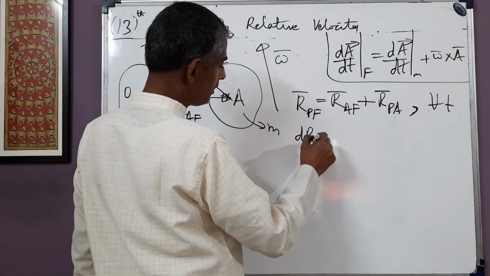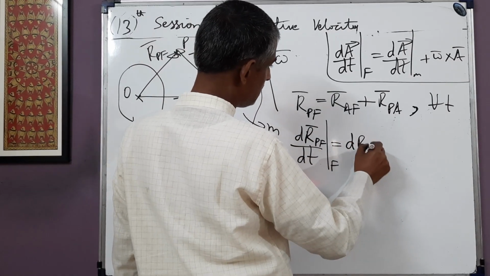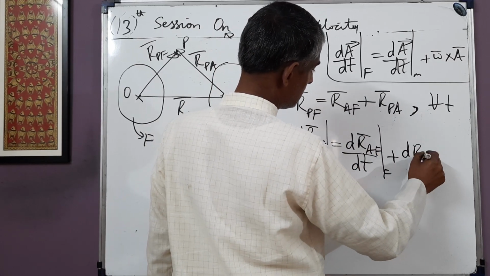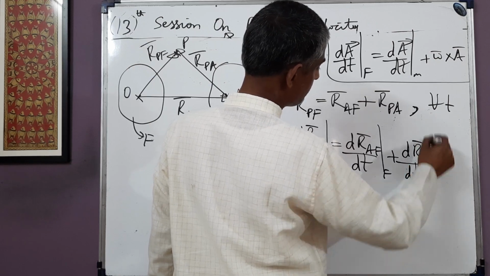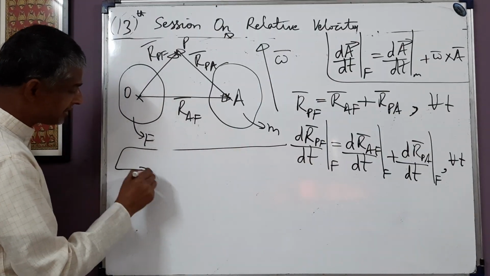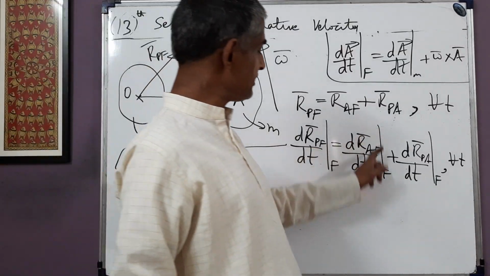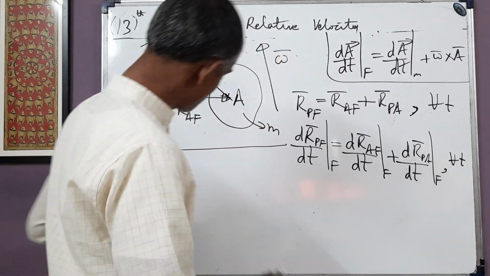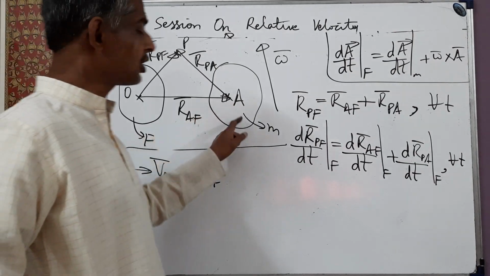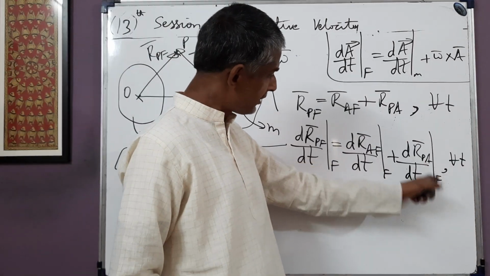So d rPF by dt in frame F will be equal to d rAF by dt in frame F plus d rPA by dt in frame F, for all times. Now this quantity d rPF by dt in frame F is nothing but vPF, and d rAF by dt in frame F is nothing but vAF, velocity of point A with respect to F, where A is some real or imaginary location of frame M. Alright, plus d rPA by dt in frame F.